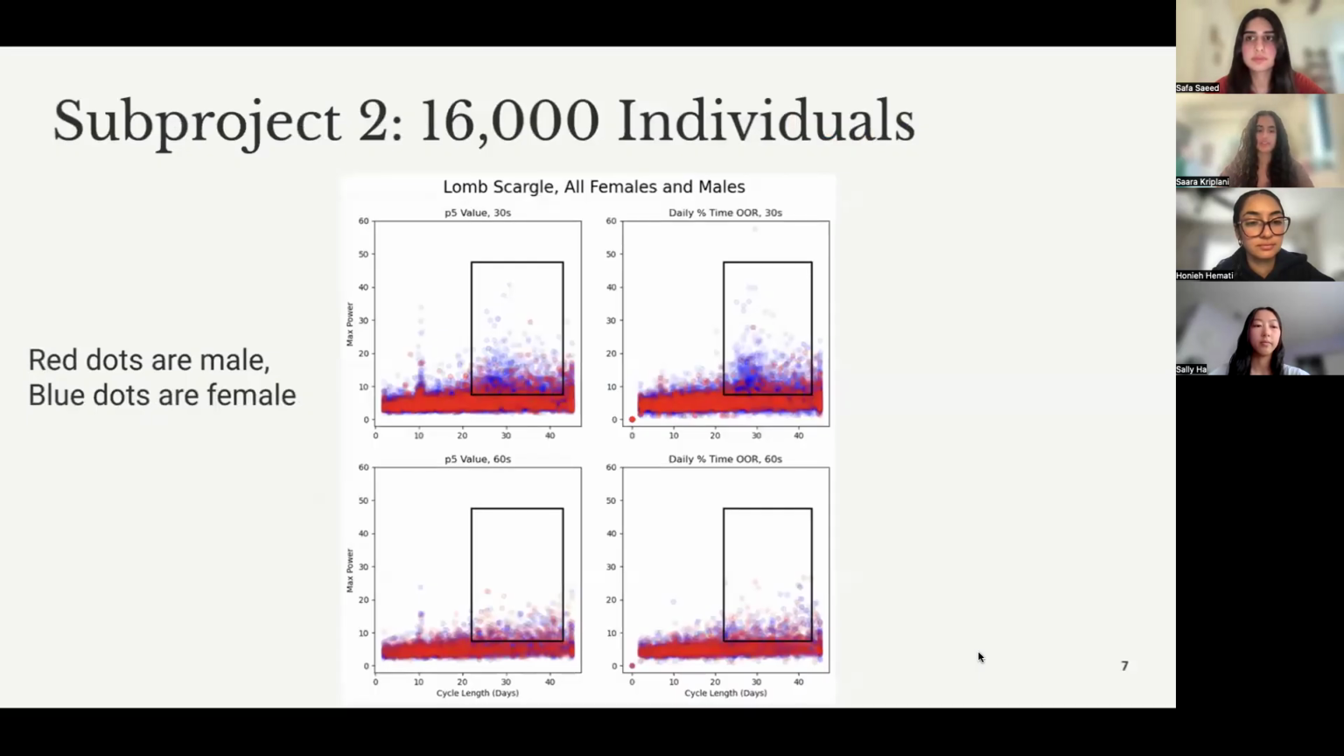Moving on to our larger data set, we found that a greater proportion of females in their 30s show high-powered 22 to 43 day glucose rhythms than any other group. Meanwhile, there are no high-powered monthly signals for individuals in their 60s.